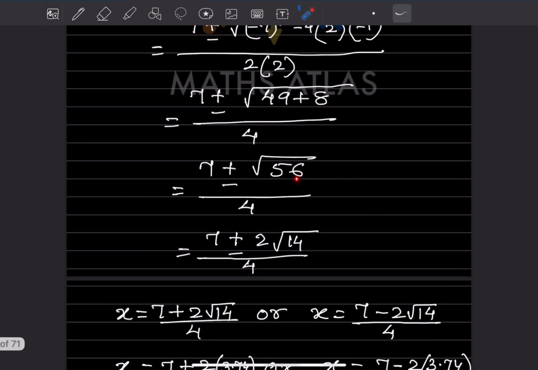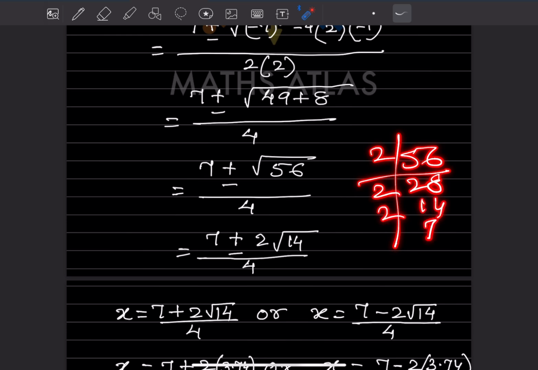Now root of 56. What you can do is take the factors of 56. You have to make it to the lowest term first, or since they have asked you to find two decimals, you can take directly the value of root of 56 and put it in, because the calculator is allowed. Or you can do the other way, take the factors of 56: 2 28s are, 2 14s are, 2 7s are, and 7 1s are. So these are the factors given.